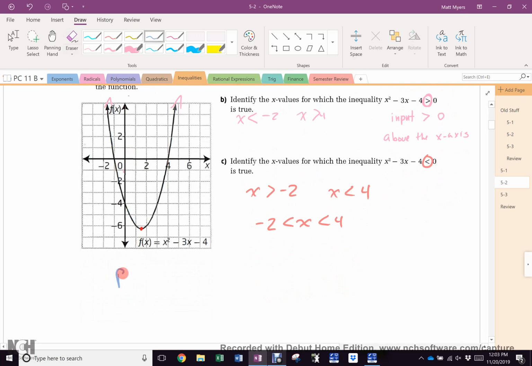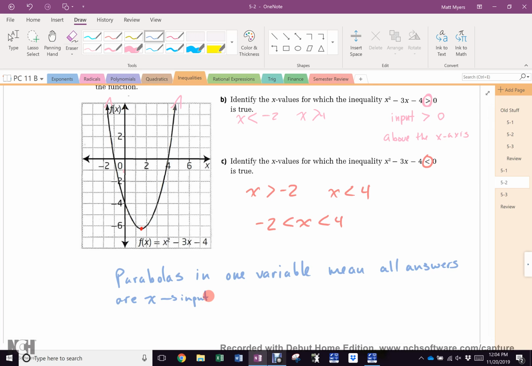Let's try to put this all together. Parabolas in one variable mean all the answers are x, right? Okay, x is the input. How you make a parabola is by doing math to the input, yes? Everyone agrees? So if I take an input and I do some math, I will get an output. Does everybody understand? And that output is a y value, right?